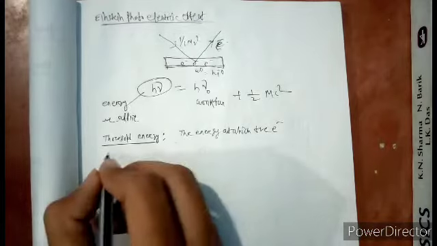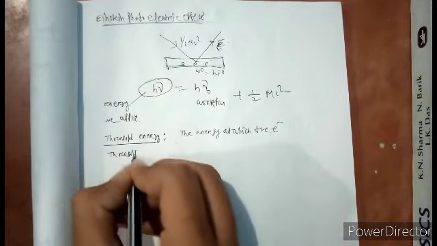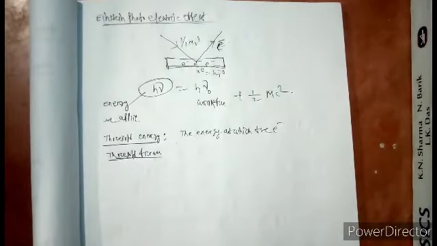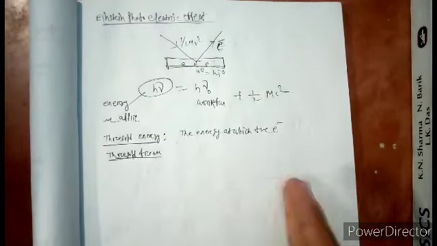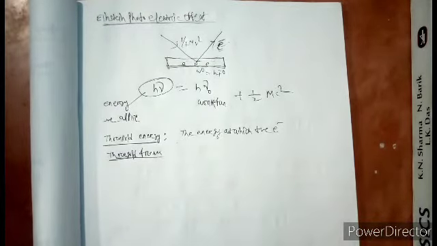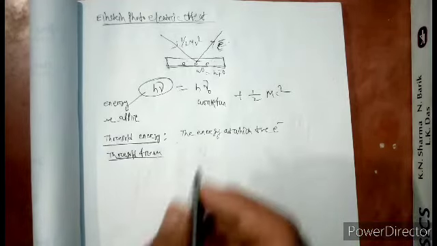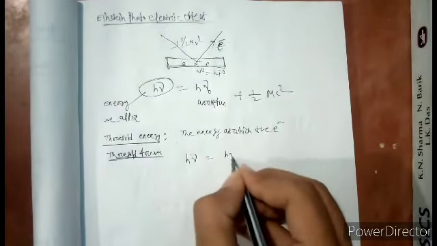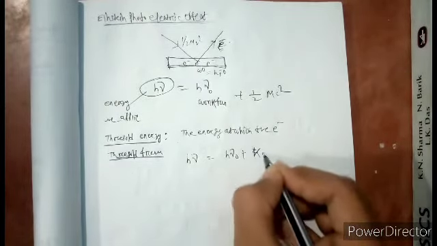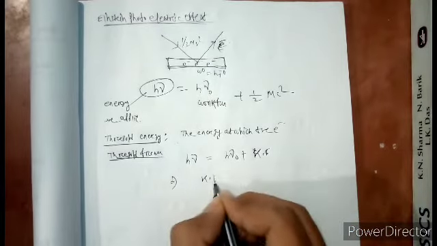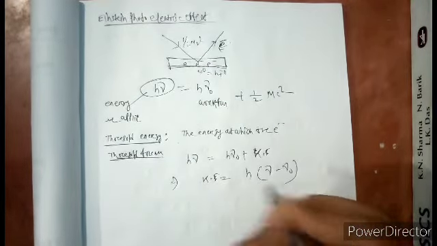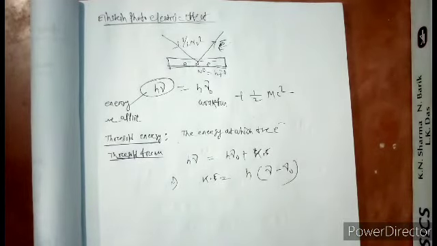And what is the threshold frequency? The frequency at which the electrons are removed from the surface of the metal is called the threshold frequency. That is the formula: h nu equals h nu naught plus kinetic energy. So the kinetic energy is equal to h times (nu minus nu naught).